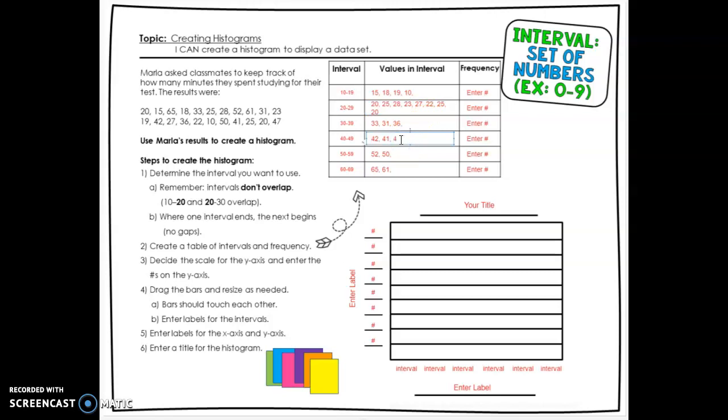So now I just need to figure out the frequency, so how many are in each interval. So this one has 1, 2, 3, 4. This one, 1, 2, 3, 4, 5, 6, 7, 8. This one is 3, 3, 2, 2. To make sure I didn't forget any, I could add all of these together.